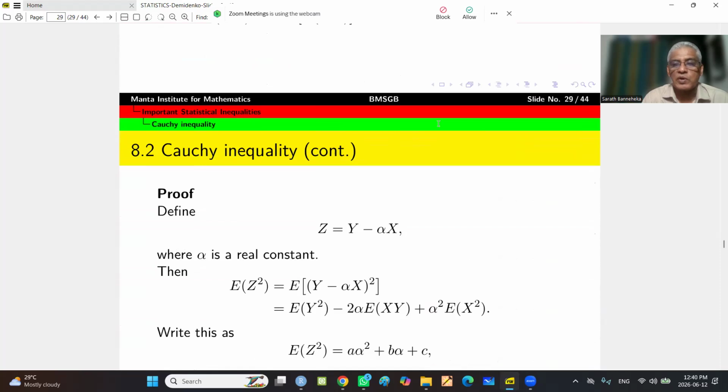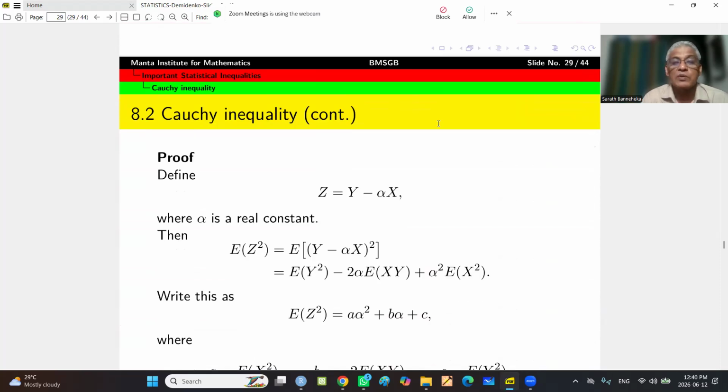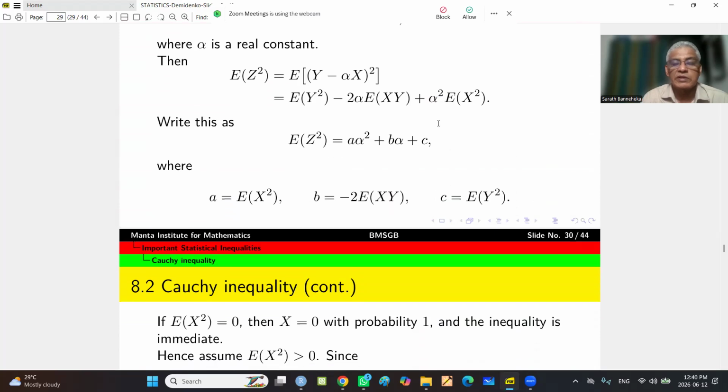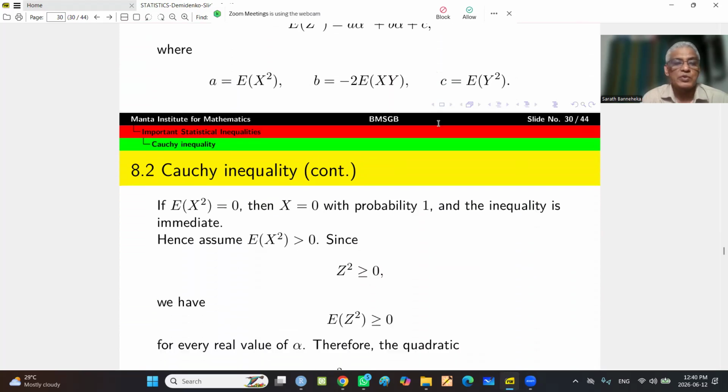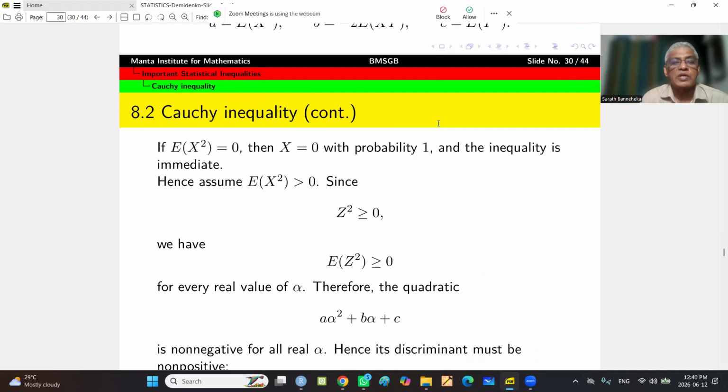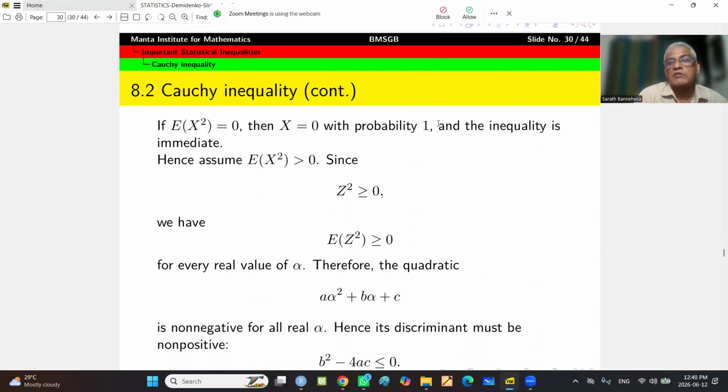If the expected value of X squared or the expected value of Y squared is equal to 0, the inequality is immediately true. So what you have to show now is the case where the expected value of X squared is not equal to 0. It can never be less than 0 because X squared is positive or 0. Now we have considered the 0 case, so otherwise the expected value of X squared is always positive.